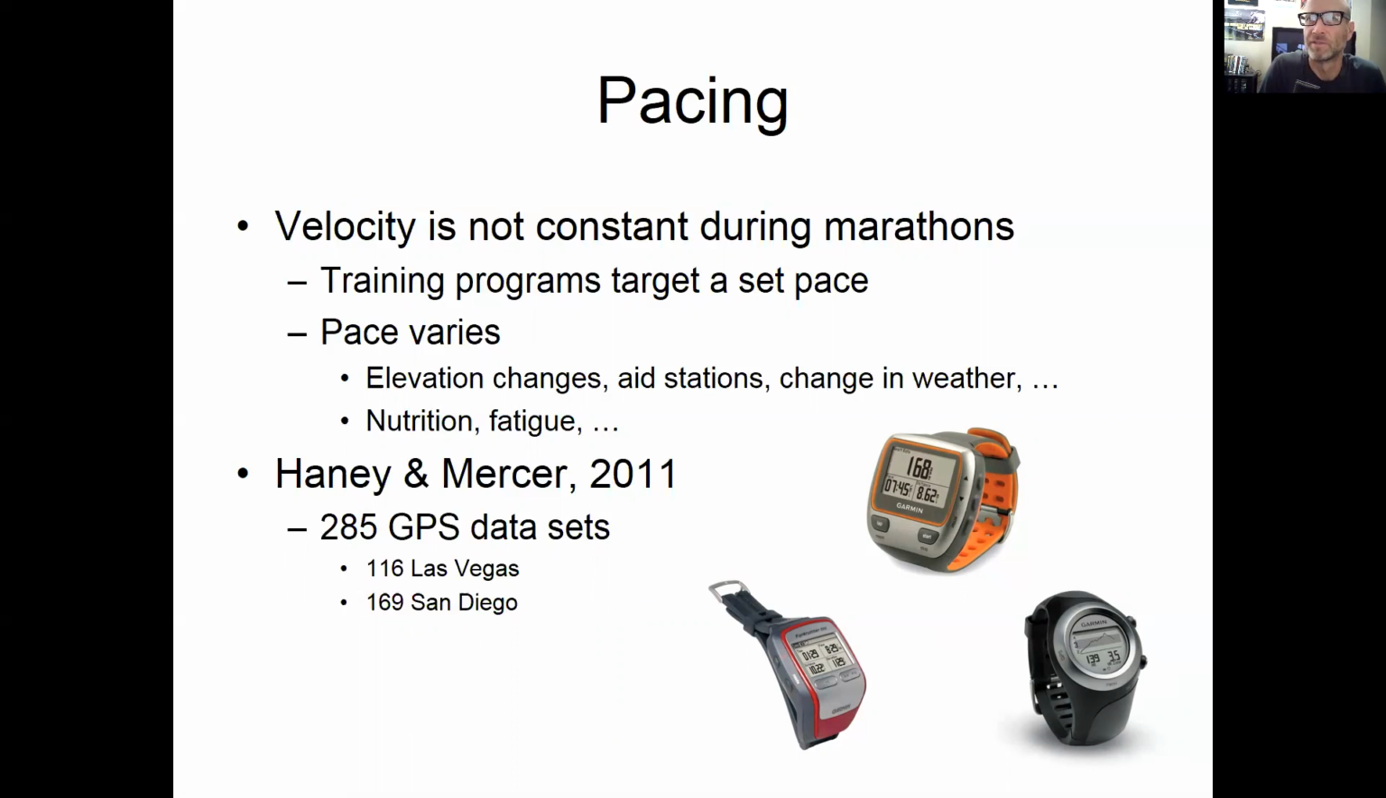Pace varies relative to elevation. Going to an aid station, you may slow down to grab your aid, whether that be water, some type of drink, or something to eat. Maybe weather changes during the course of an event, and you have to account for that. Nutrition, fatigue. We actually looked at pace changes during different marathons, and we were able to quantify how pace varied based upon finishing time, and that was actually pretty neat.